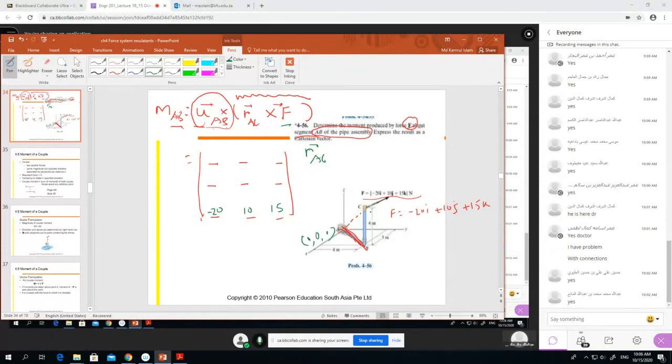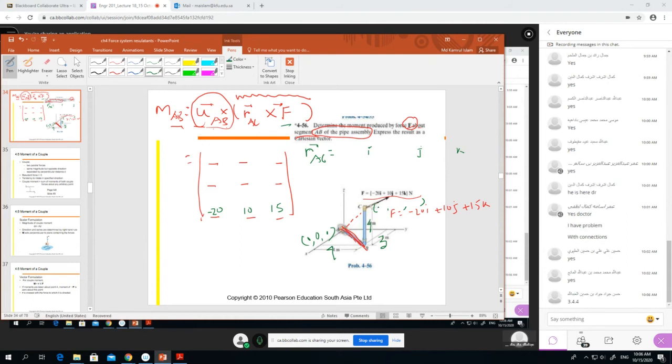Can someone tell me what is the coordinate of C? This is 4 meter, this is 3 meter, and this is 4 meter. Can someone tell me the coordinate for C? I, J, and K. Tell me please, the coordinate for C. 3, 4, 4.